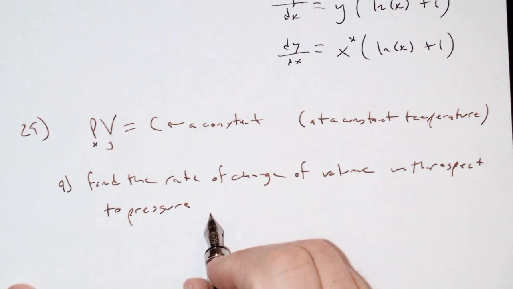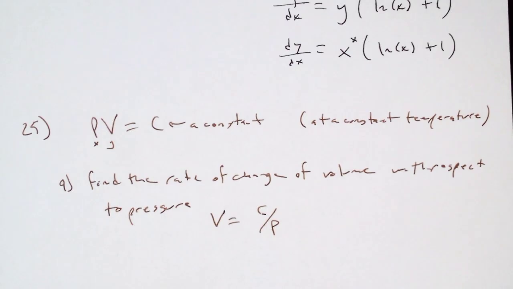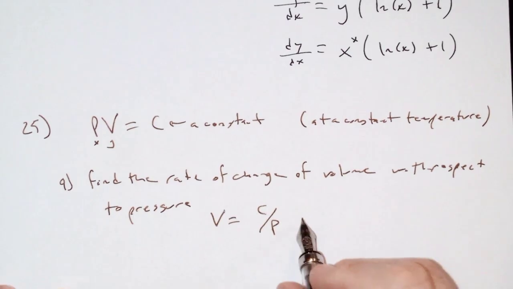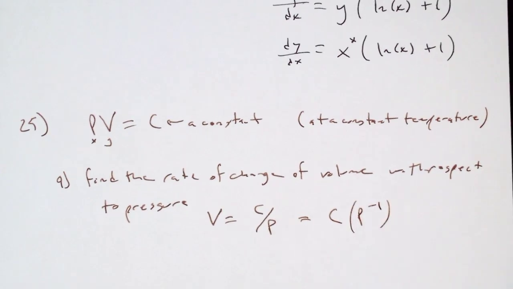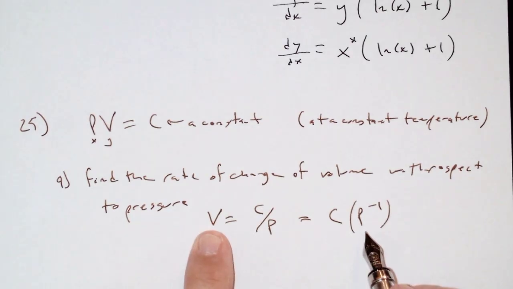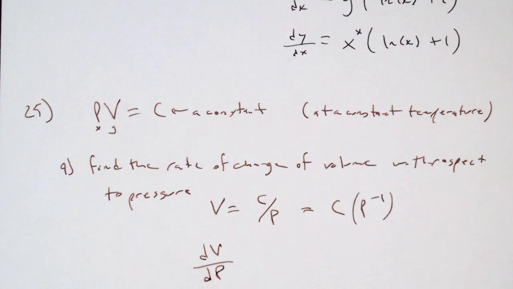Exactly. So I start. Now that C is a constant, I can leave it like that, or I could write it like that. Because it's in the bottom, it's a -1 power. I want the rate of change of volume with respect to pressure, that is a derivative. And it's the derivative dV dP. Since my right-hand side is in terms of P, that's perfect. I can take the derivative.